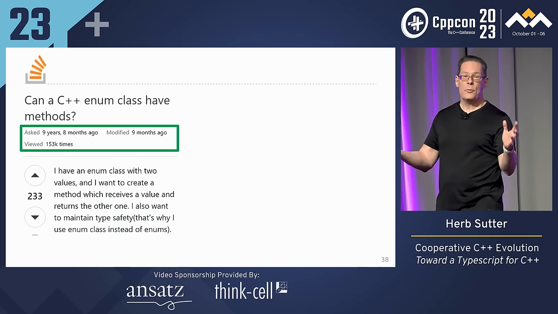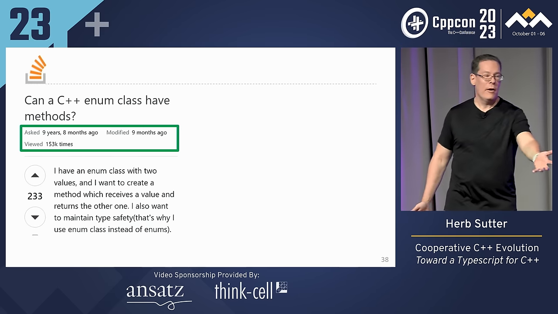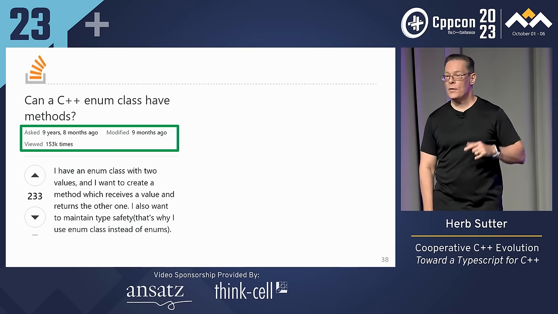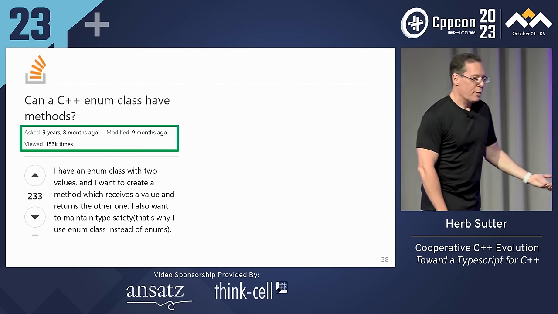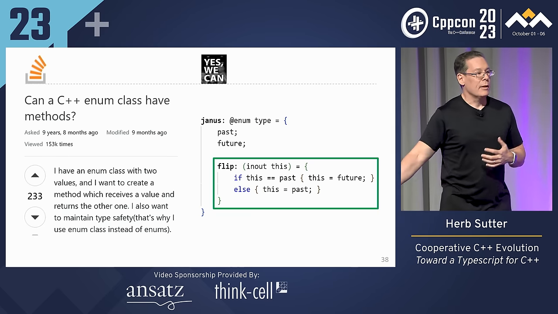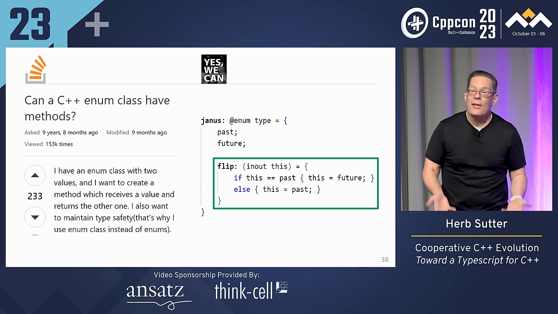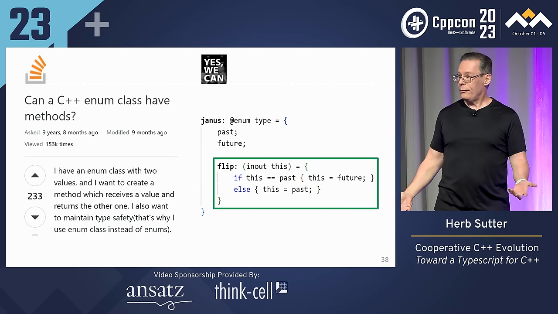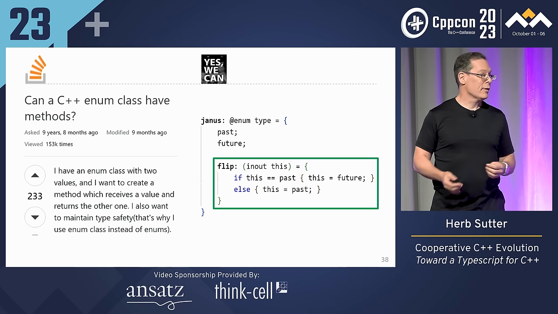I have this enum class with two members. I would love to write a member function on it to just flip between the two states. Can I do that? Sorry, no. Today, yes. In CPP2, you can do it because it's just a type. Types can have member functions.